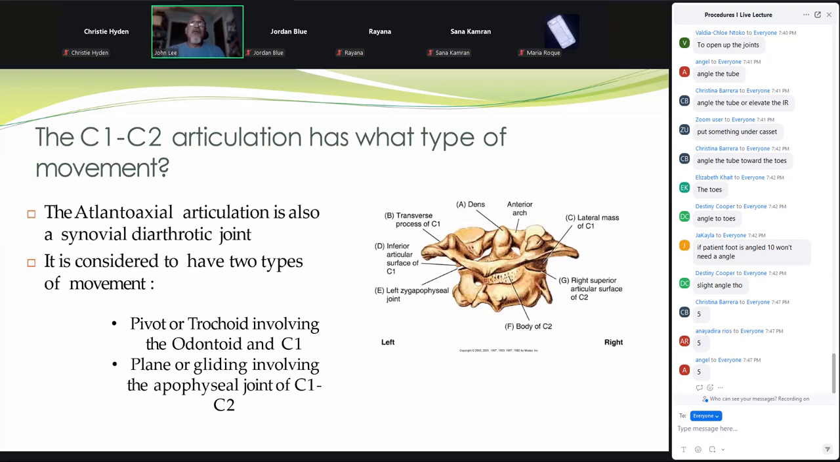C1, C2 has 2 types of movement. The articulation is also a synovial diarthrotic joint, and it's got pivot or trochoid movement involving the odontoid in C1. So the odontoid and the anterior arch of C1 have pivot or trochoid movement of that arch. And then we have glide or plane movement involving the apophyseal joints between the inferior surface of C1 and the superior surface of C2.